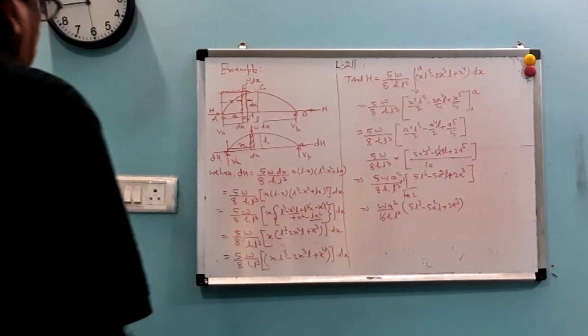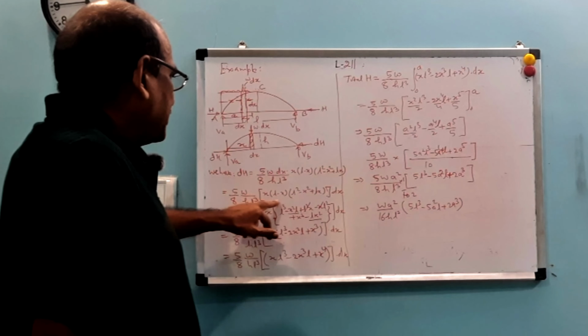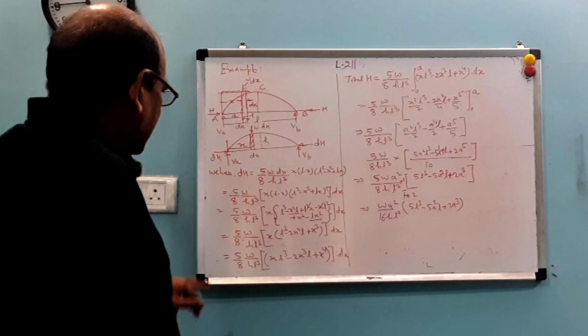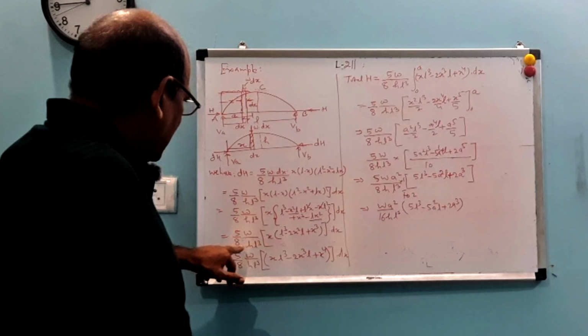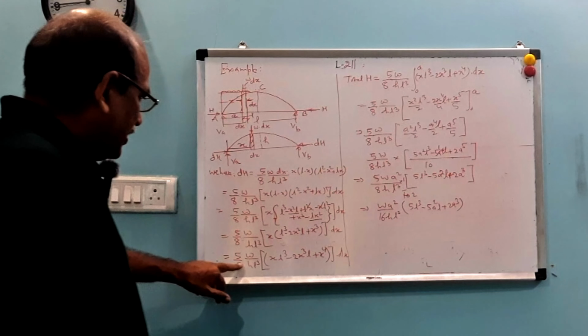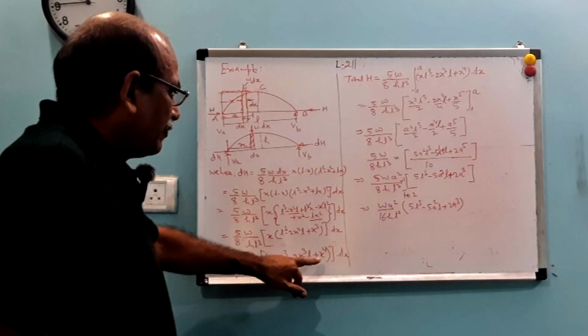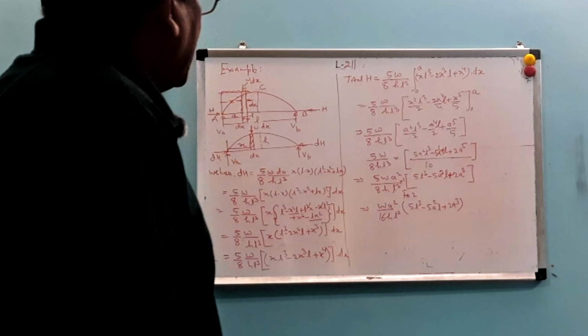So we can go for this dH = 5/8 W over H L cube, with this taken in the bracket and dx outside. We simplify it, and we have simplified it something like this. So we are getting 5/8 W over H L cube, within the bracket (x L cube minus 2 x cube L plus x to the power 4), and outside is the differentiation dx.